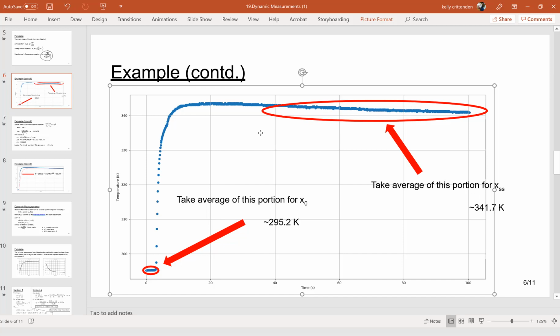Now, I think the code that we have that I was just looking at actually kind of hard codes this in. Basically, it knows at the beginning is the initial value, and it knows that after about 50 seconds, you can start averaging those values to figure out the steady state. It could be more sophisticated where it looks at the change in this value and says where steady state occurs, but I think we kind of hard coded it in. We'll look at that when we look through the code.